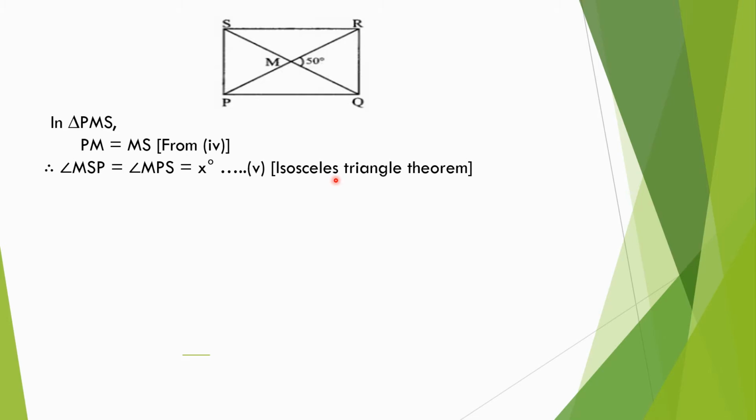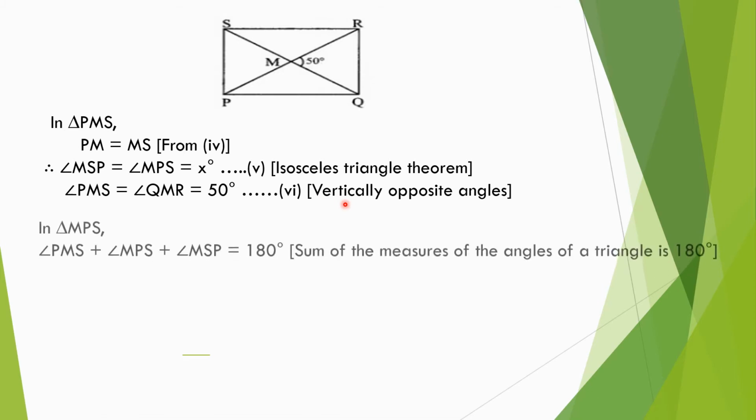And what about the angles PMS and QMR? These two angles are vertically opposite angles, and vertically opposite angles are congruent. Therefore, angle PMS is equal to angle QMR is equal to 50 degrees. That is equation number 6, because of vertically opposite angles.